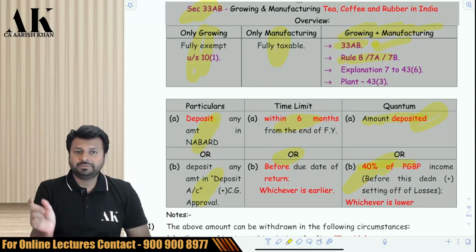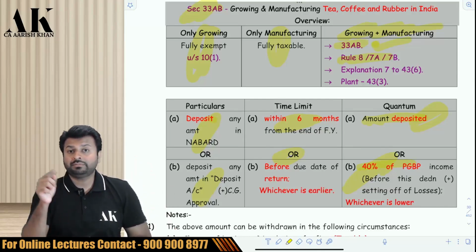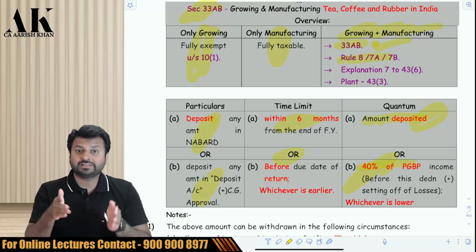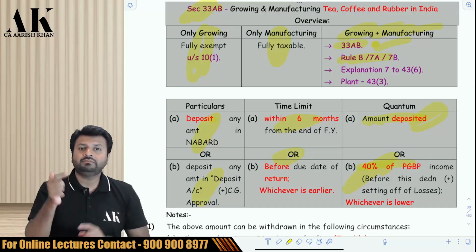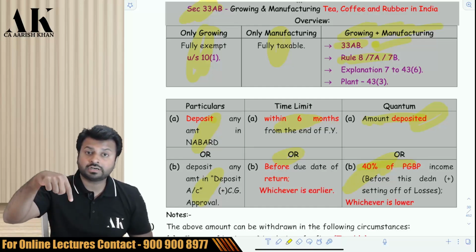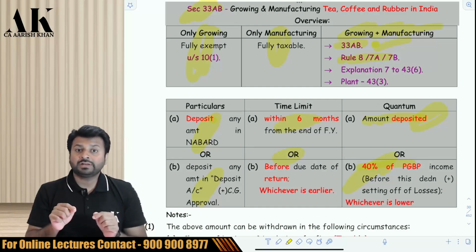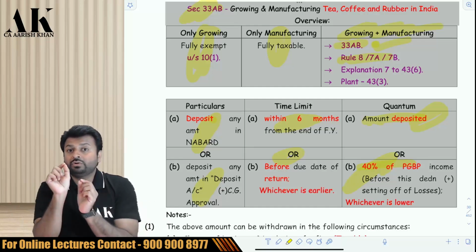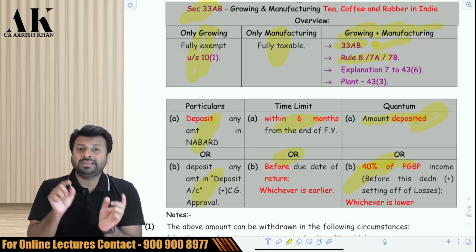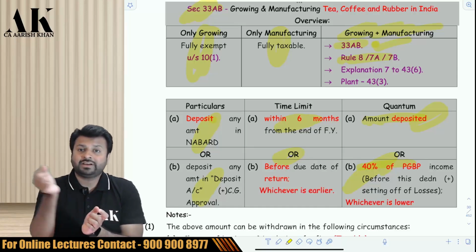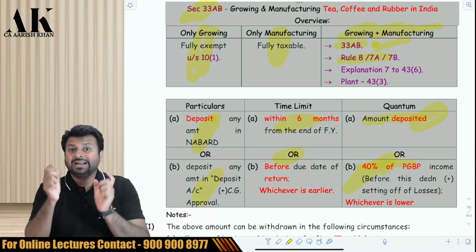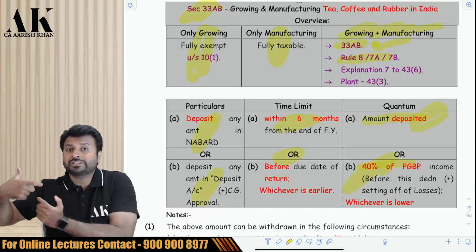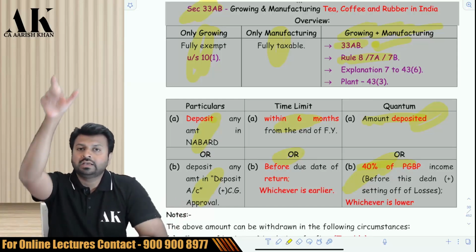First of all, you will write PGBP and then you will reduce the amount deposited compared with 40% of PGBP, whichever is less. It means out of PGBP income, first thing which you will do is you will take deduction under 33AB. Then whatever amount will come, you will not reduce loss now. Then you will apply rule 8, rule 7A, rule 7B. You will take 40, 60, 65, 35, 25, 75, whatever the case it is. And then whatever is the taxable portion, out of that you will reduce the loss. This should be the order of the sum.